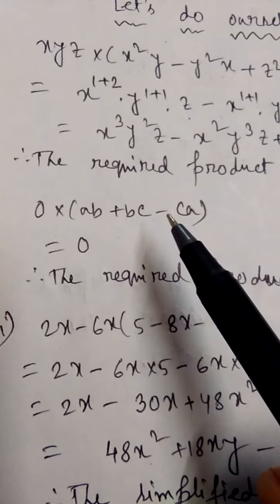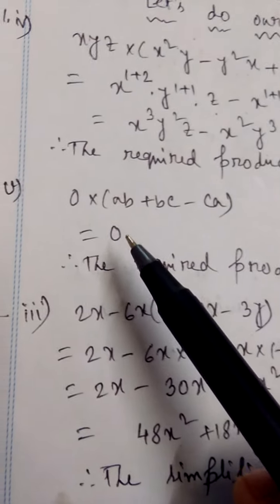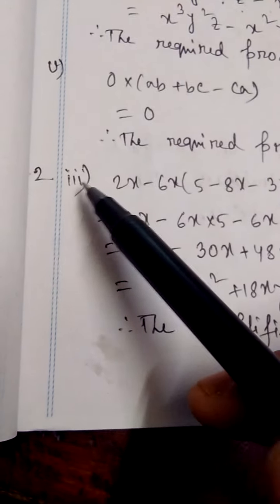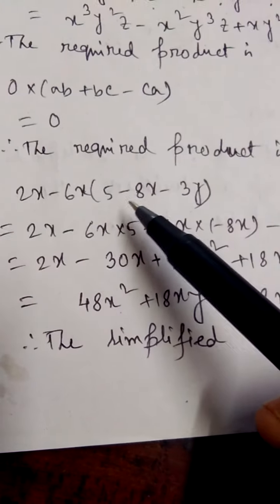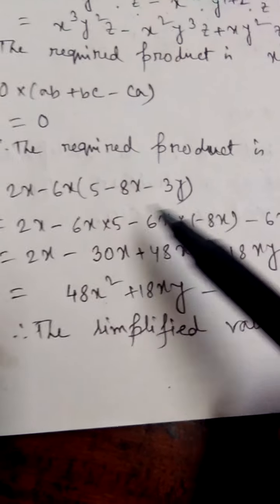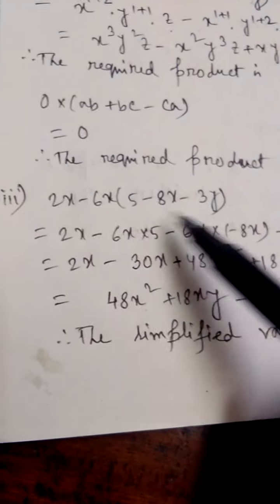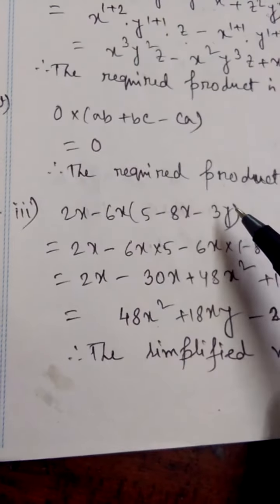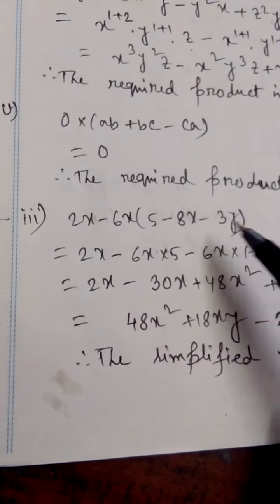If we multiply any number with 0, we shall get 0. Therefore, the required product is 0. Next, 3 of 2. 2x minus 6x into 5 minus 8x minus 3y. We have to find the simplified value of this expression.